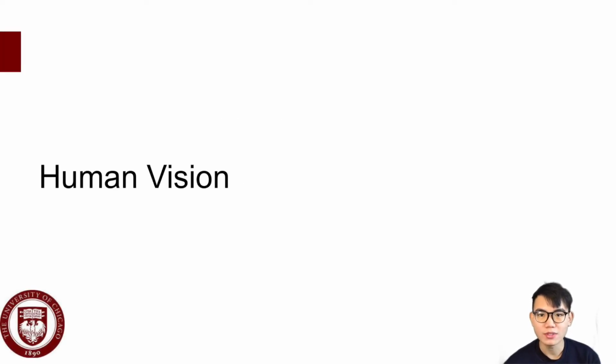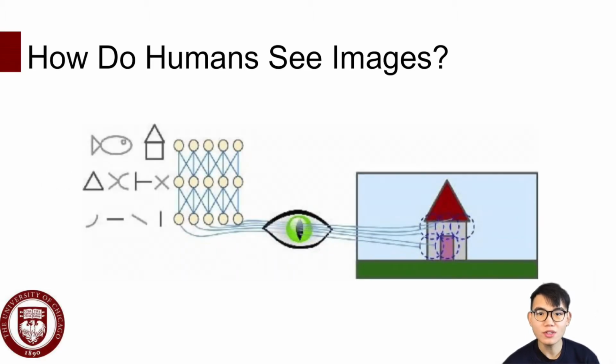So, how do humans see images? Neurons in our visual cortex react only to a small local receptive field. In other words, certain neurons are responsible for different parts of the same image. Combined together, the neurons are able to recognize the entire image.